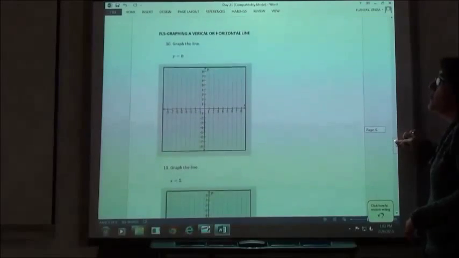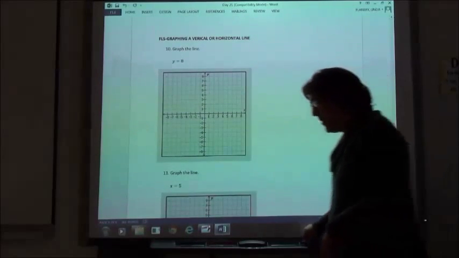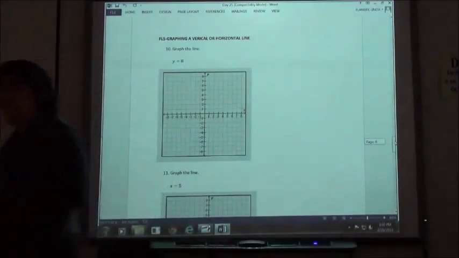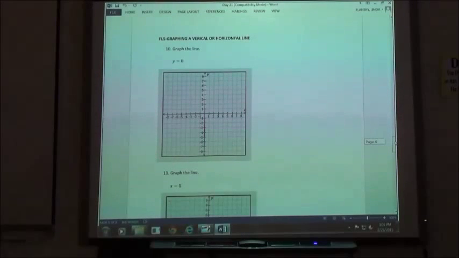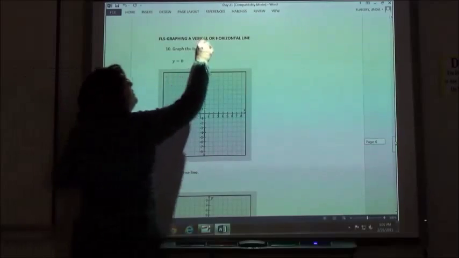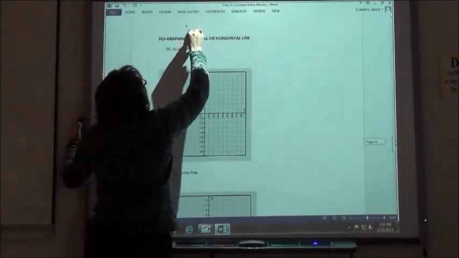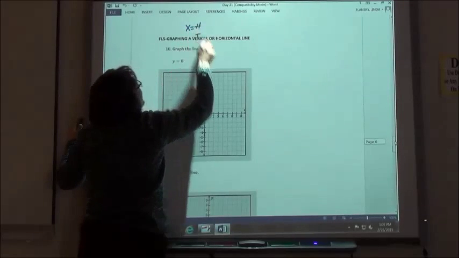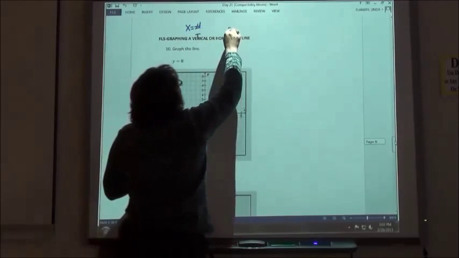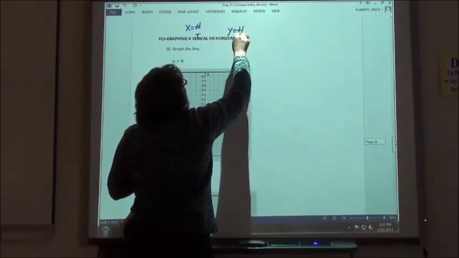We're going to graph vertical or horizontal lines. Sometimes we have an equation that just says x equals a number or y equals a number. It doesn't have both the x and the y in it. It's going to be vertical if you have x equals your number. It's going to go horizontal if you have y equals your number.